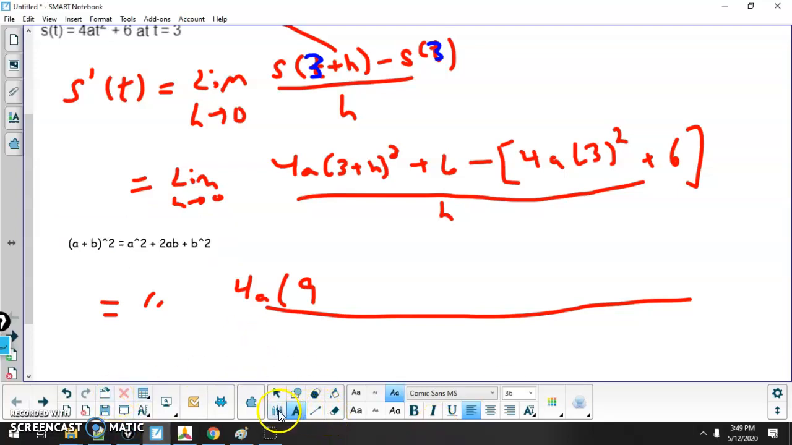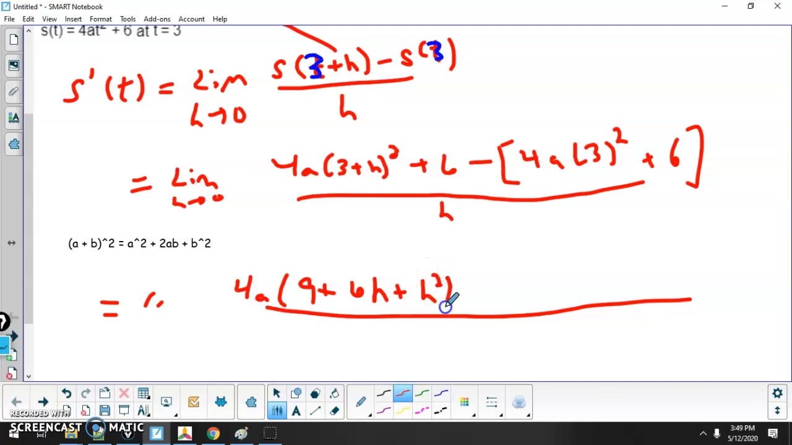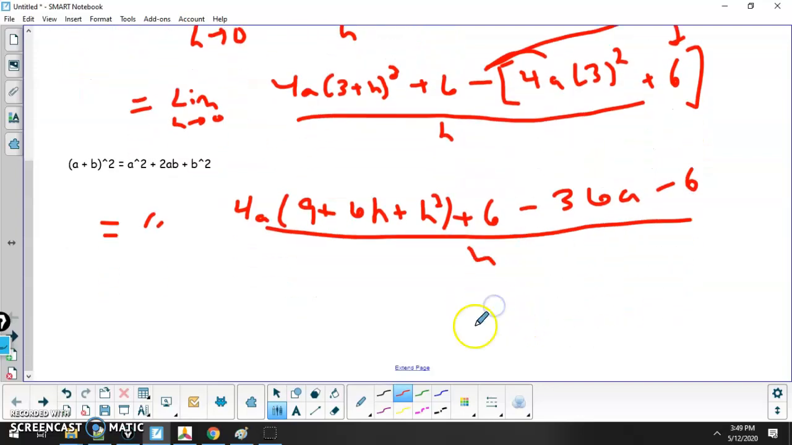So in this particular problem, it would be 3 times h doubled, which is 6h, it's the 2ab part, plus b squared, which is h squared, okay, plus 6. Okay, now over here, let's do some simplifying here. We have 3 squared, which is 9. 9 times 4 is 36, 36a. So we would be subtracting 36a, and then you have to remember to distribute that minus sign to the 6, so minus 6 all over h.